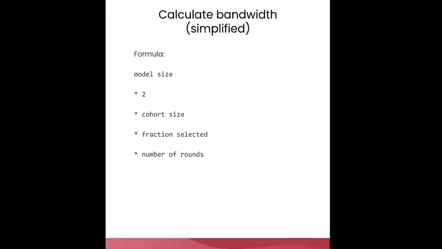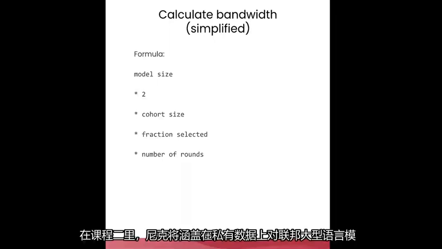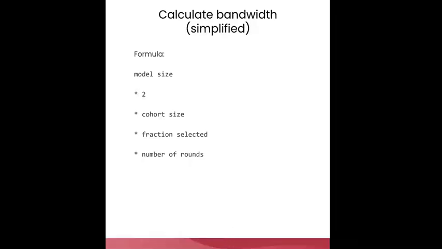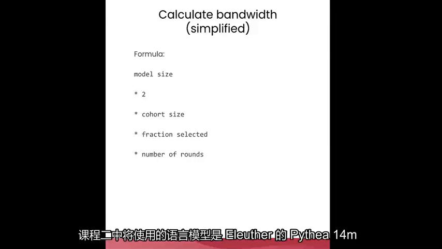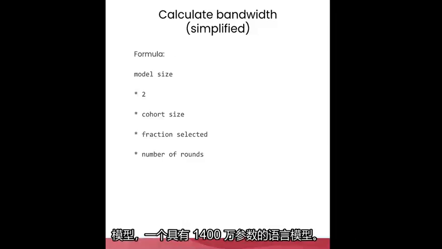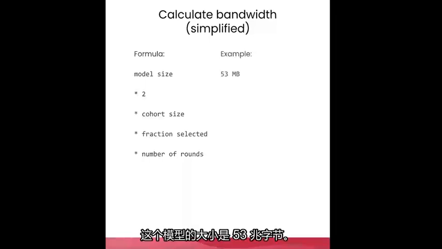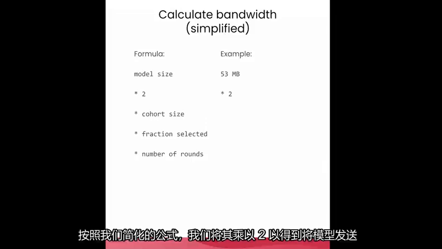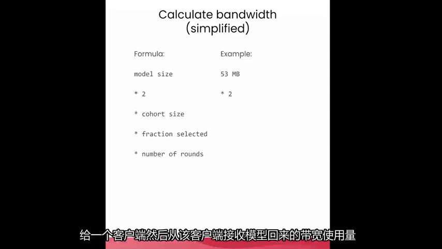Let's walk through an example. In course 2, Nick will cover federated LLM fine-tuning on private data. The language model that will be used in course 2 is Eleuther's Pythia 14M model, a language model with 14 million parameters. The size of this model is 53 megabytes. Following our simplified formula, we multiply this by 2 to get the bandwidth usage of sending the model to one client and then receiving the model back from that client.